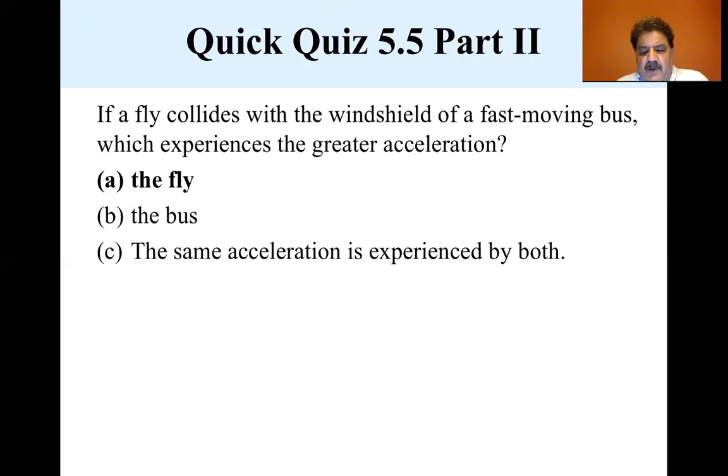Because the fly has such a small mass, Newton's second law tells us that it undergoes a very large acceleration. The large mass of the bus means that it more effectively resists any change in its motion. It exhibits a small acceleration. It has greater inertia.